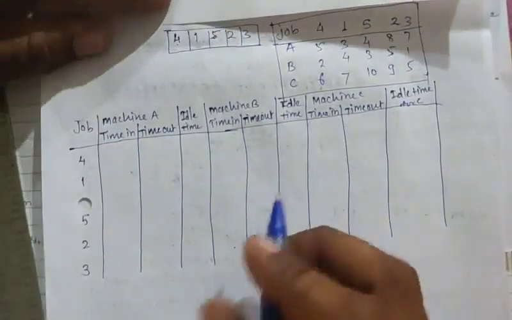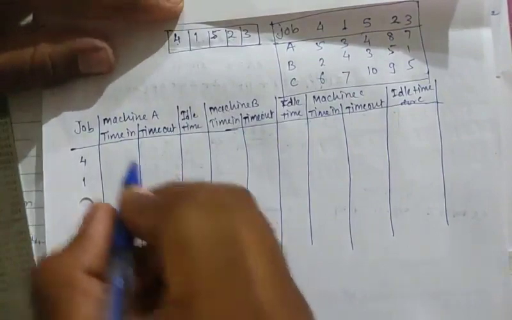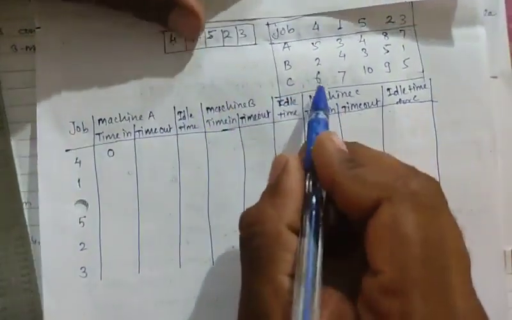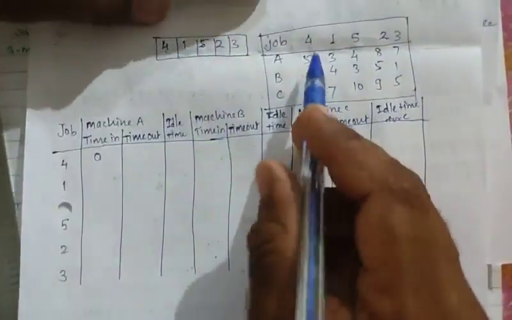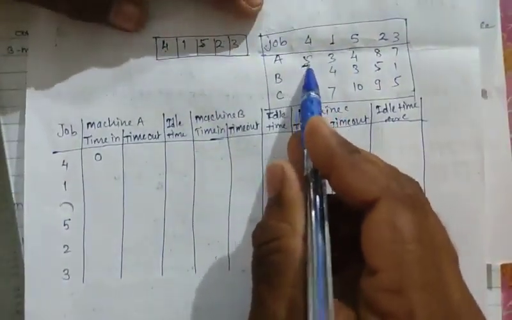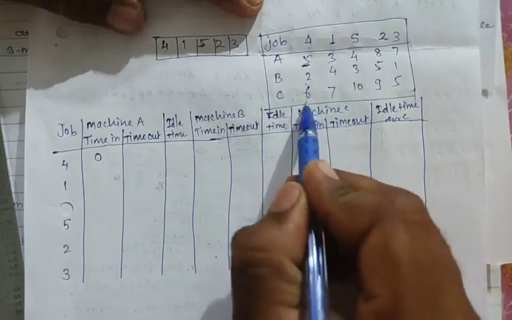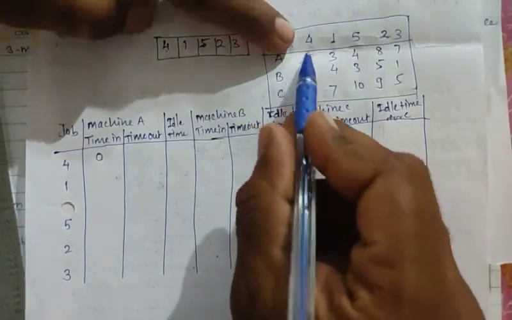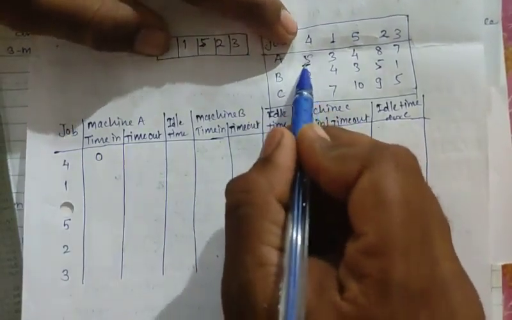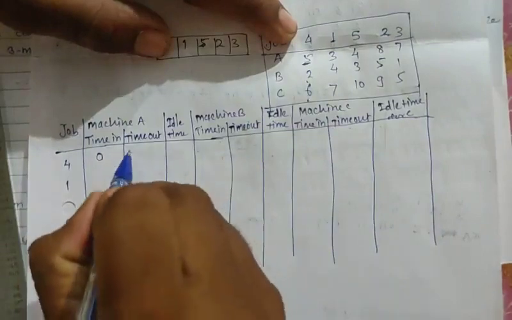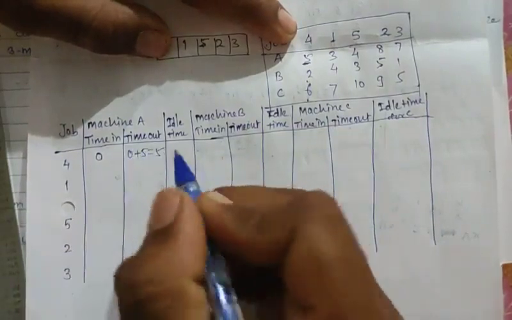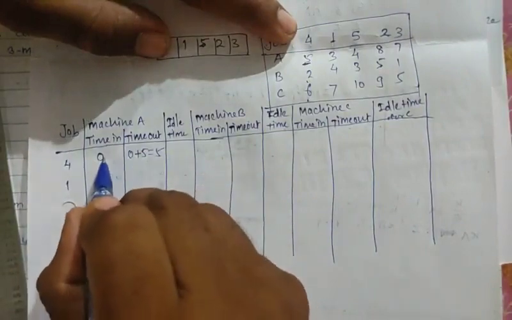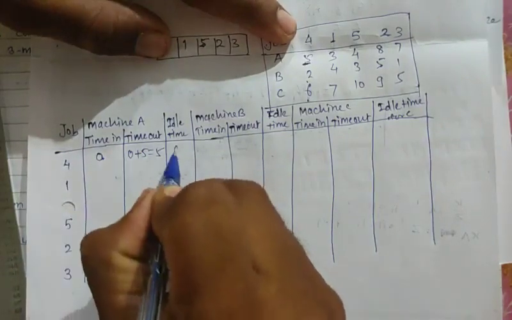Okay, so to start, any machine's initial time is always 0. This is for the fourth job. For machine A it takes 5 hours, machine B takes 2 hours, C takes 6 hours. So time out will be 0 plus 5, which is equal to 5. The idle time starts from 0, so idle time will be 0.